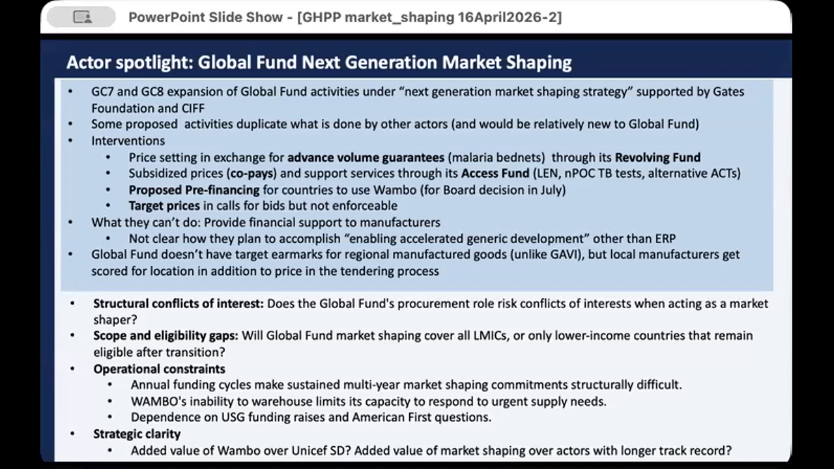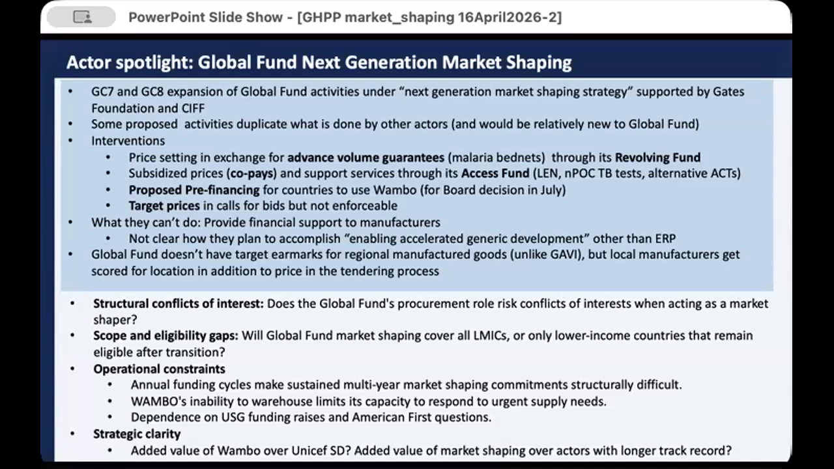So the Next Generation Market Shaping Strategy, their work started in grant cycle 7, so essentially a period of 3 years. Going into GC8, grant cycle 8, is now over the next 3-year period. So there are some new interventions that the Global Fund has used. It has a revolving fund that is funded by the Gates Foundation that enables it to provide advance volume guarantees in the example of malaria bed nets. Also providing co-pays, and this is the Access Fund within their market shaping strategy that helped with this.